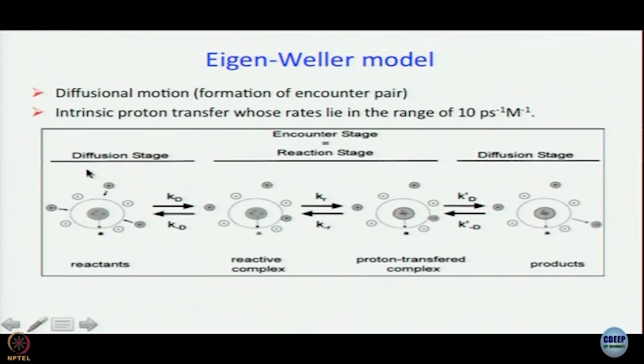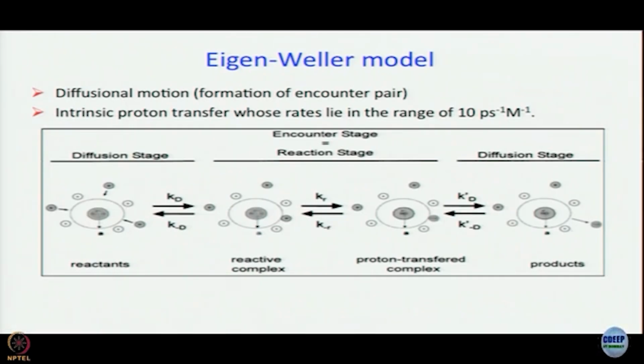So, again there is a diffusion stage in which you have the acid and the base. In the diffusion stage, the acid and base come together and form the reactive complex. And then in the encounter stage or reaction stage, this reversible reaction takes place, which involves protonation and deprotonation. And in the third stage, the proton transfer species have to diffuse apart.